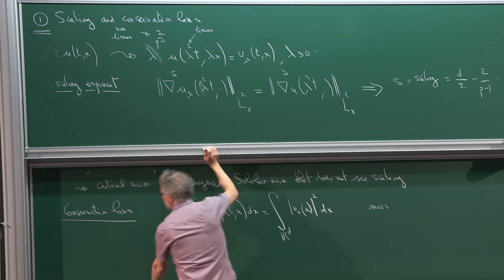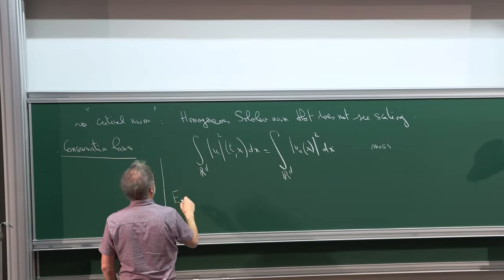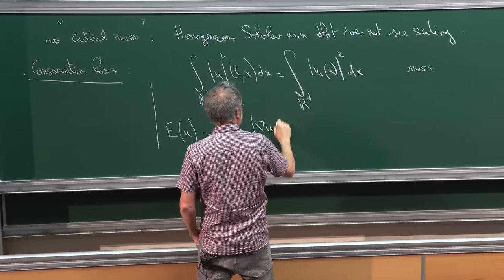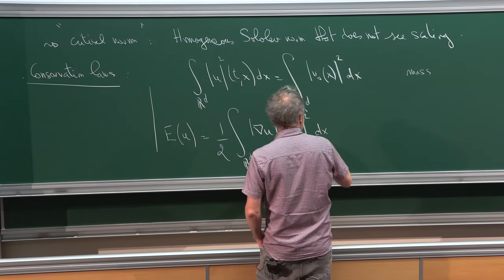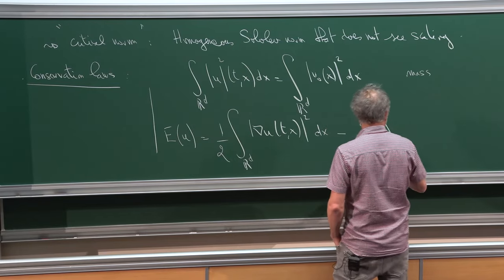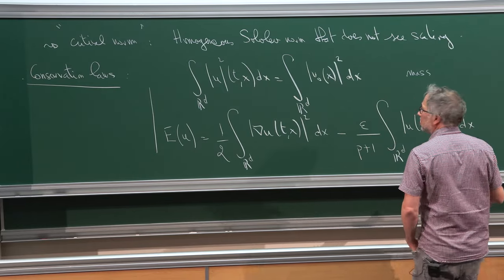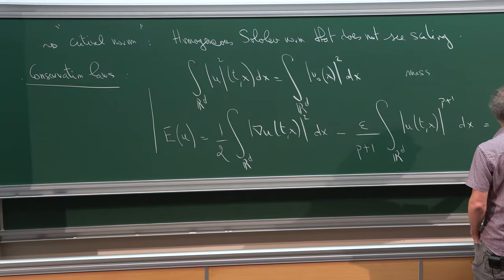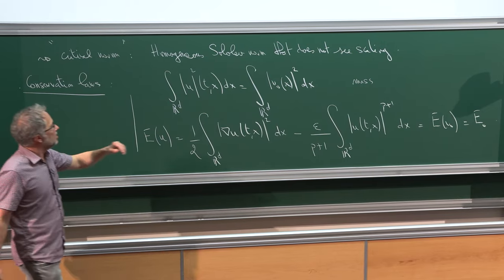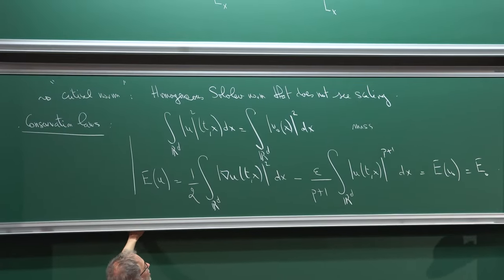And I have the energy or the Hamiltonian of my equation. So the energy, which is half the integral over Rd of the kinetic energy, so I have minus epsilon divided by p plus 1 integral over Rd of modulus of u(x,t) to the p plus 1 dx. This is equal to the energy of the data, which I will call E naught. Okay, so these are two. Of course, you need to know that your Cauchy problem makes sense in this norm, but essentially nice initial data will give a unique strong solution, and you have these two quantities.